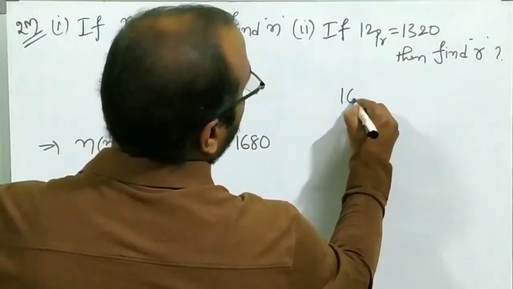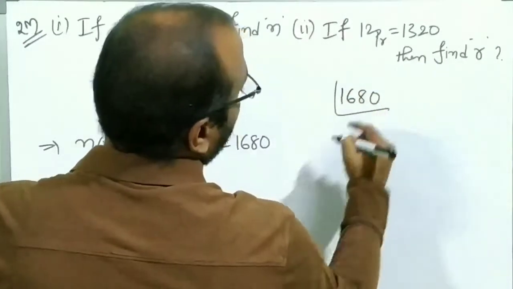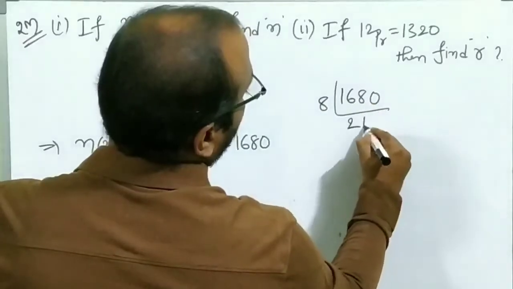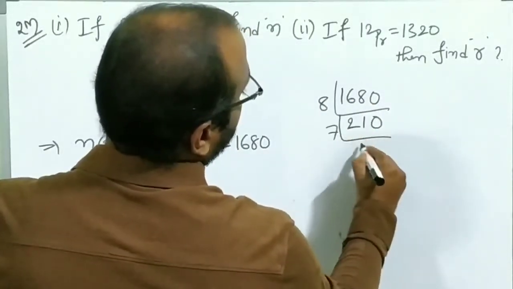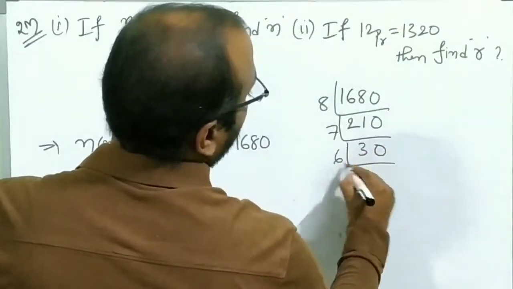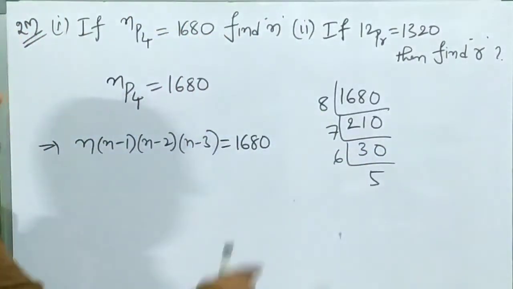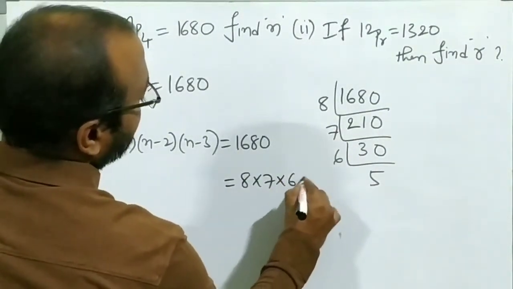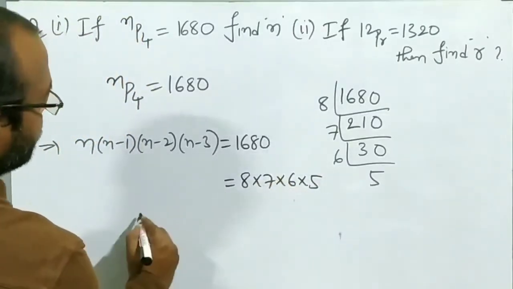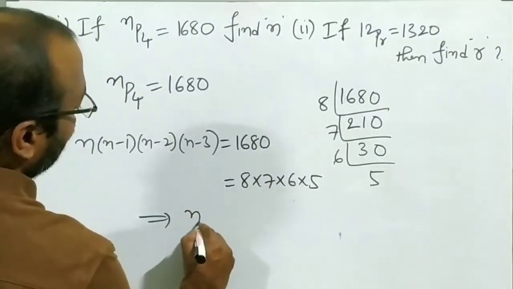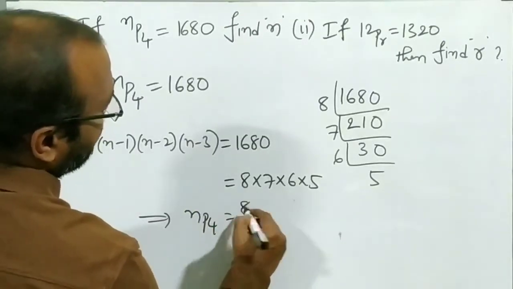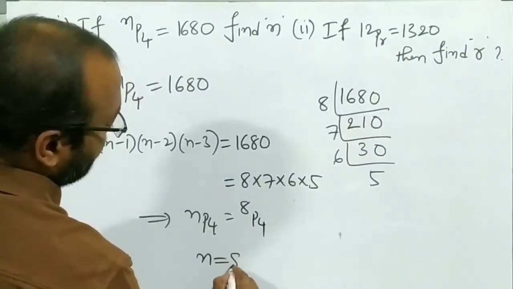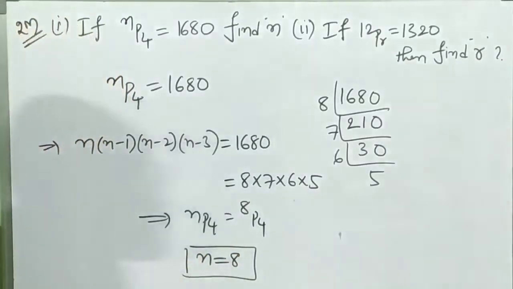We will write 1680 like this. Starting with 8, 8 twos are 16, 8 ones are 8, this is 0. Now 7 threes are 21, now 6 fives are 30. We want 4 consecutive terms. Now we will write this as 8 into 7 into 6 into 5, 4 consecutive terms. So finally this is nP4, and we can write this as 8, 7, 6, 5, 4 terms, 8P4. So finally what is the value of n? n is equal to 8. Like this we can calculate.